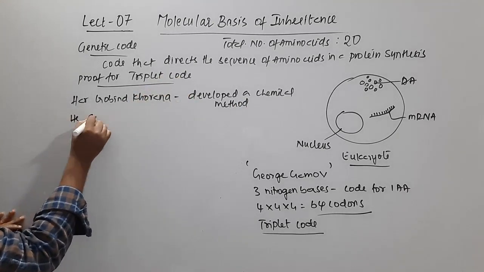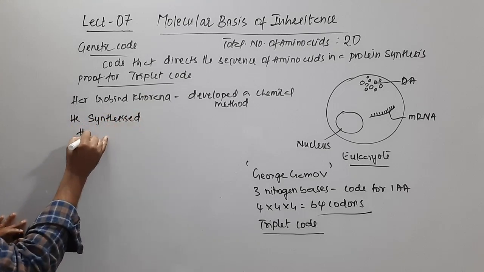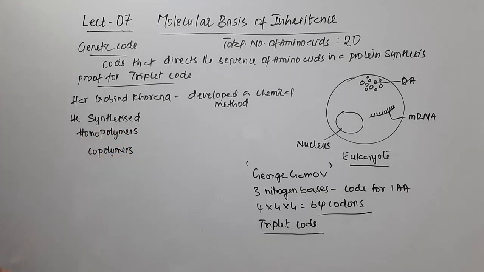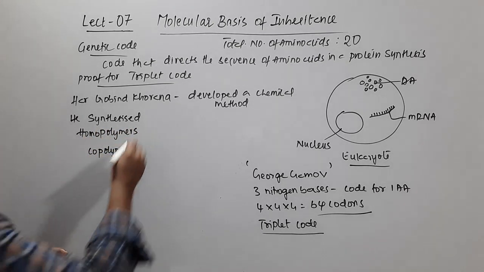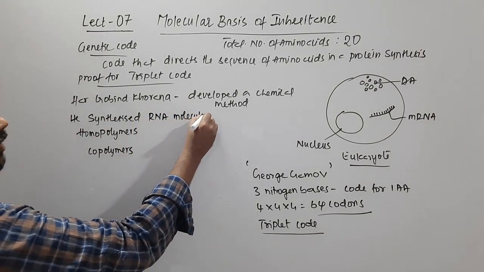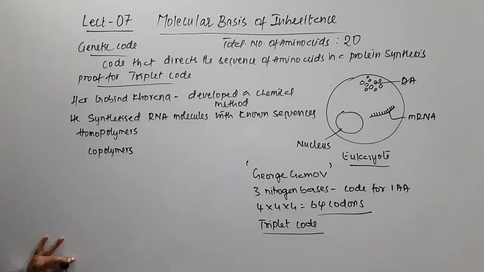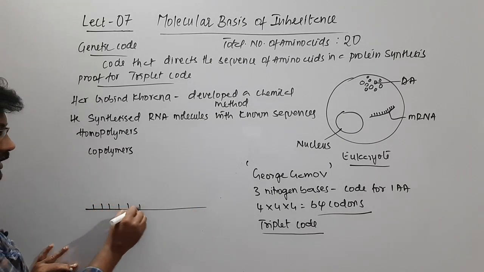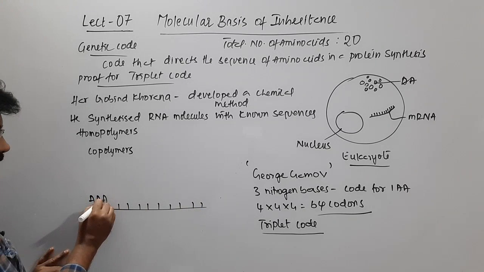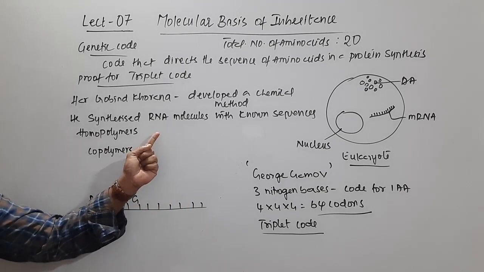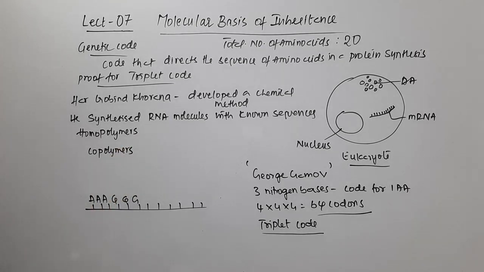So in this he synthesized homopolymers and copolymers. Of course, he synthesized RNA molecules, that is mRNA molecules with known sequences. So if I'm making an mRNA molecule, I will know the sequences that are present. Say suppose A, G, G, like this. I know the sequences on the mRNA molecule. So Rajkumar synthesized mRNA molecules with known sequences, and they are like homopolymers and copolymers.